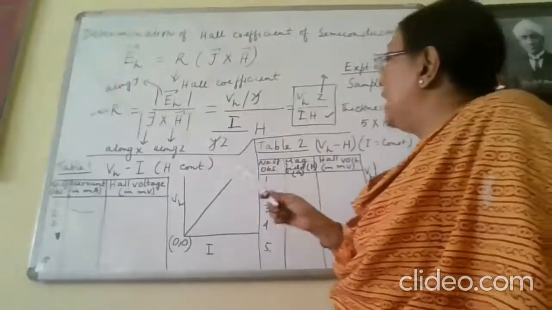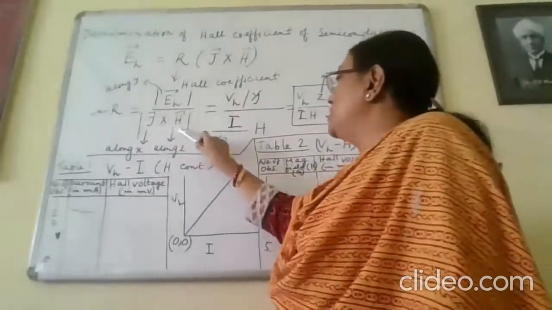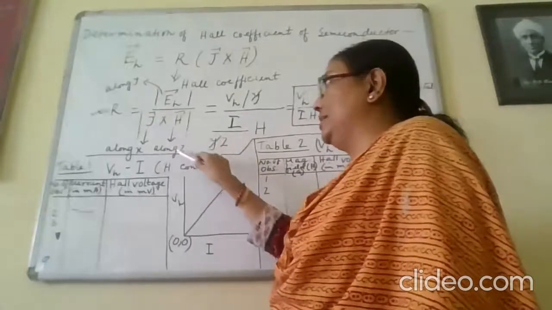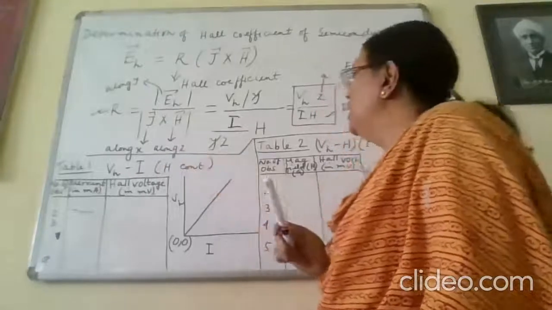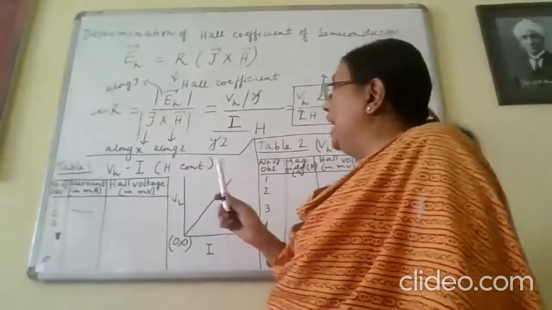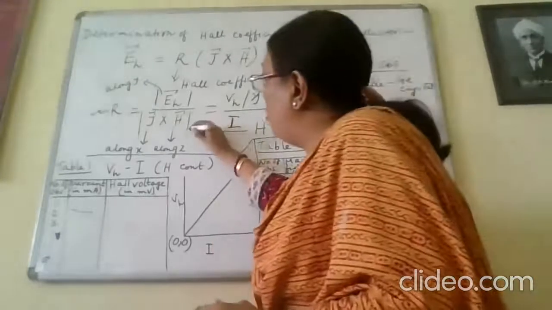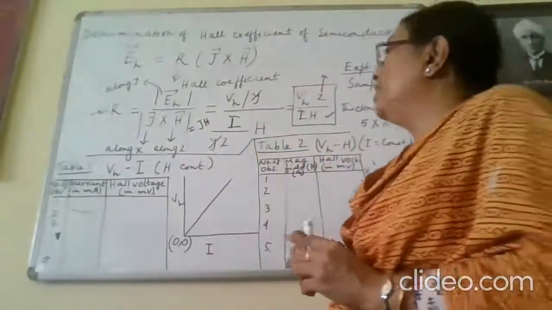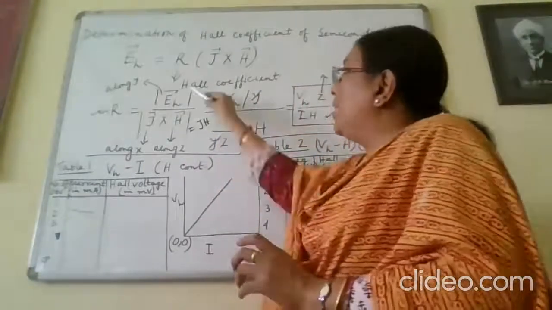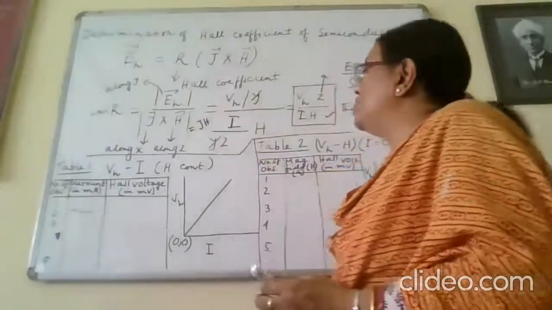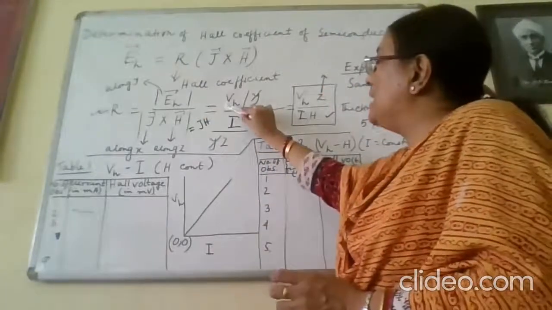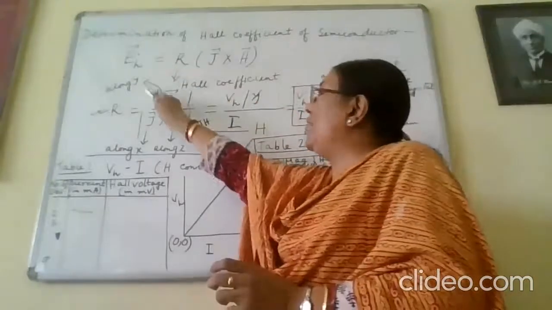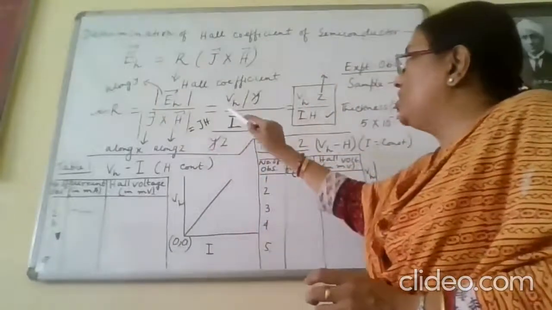Clear? Now look here. What about J cross H? The modulus means JH sine 90, because the angle between them is 90 degrees. So what we will get? JH. From J cross H, we will ultimately get JH, because sine 90 equals 1. And what is this field? Field is the potential gradient. So we will write it as VH by Y. Why? Because EH is along Y. So that is the corresponding potential gradient.